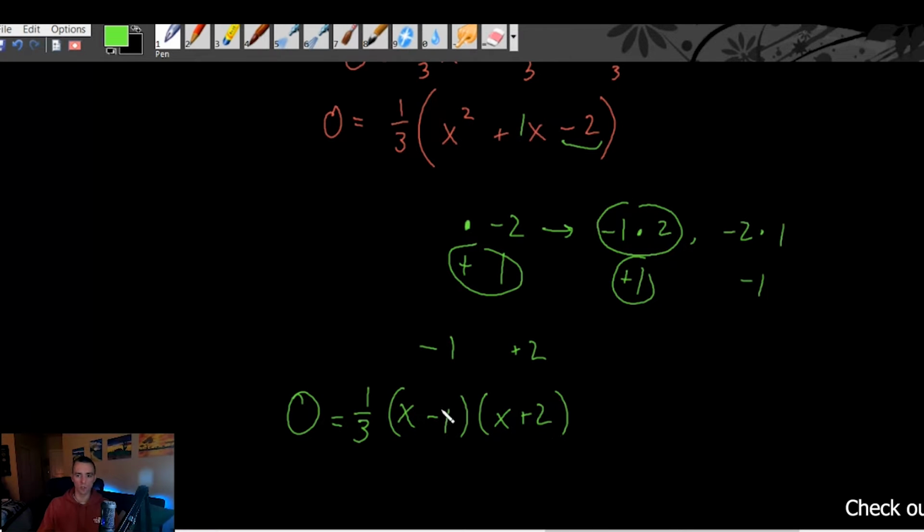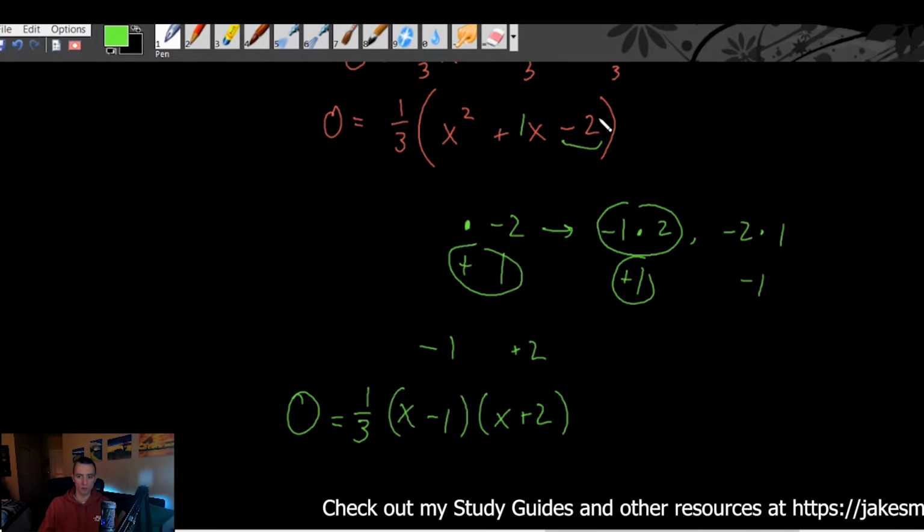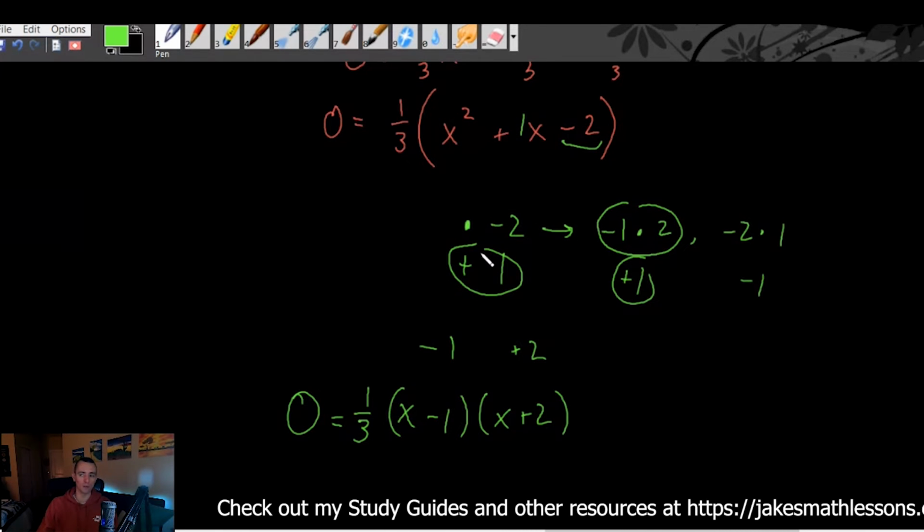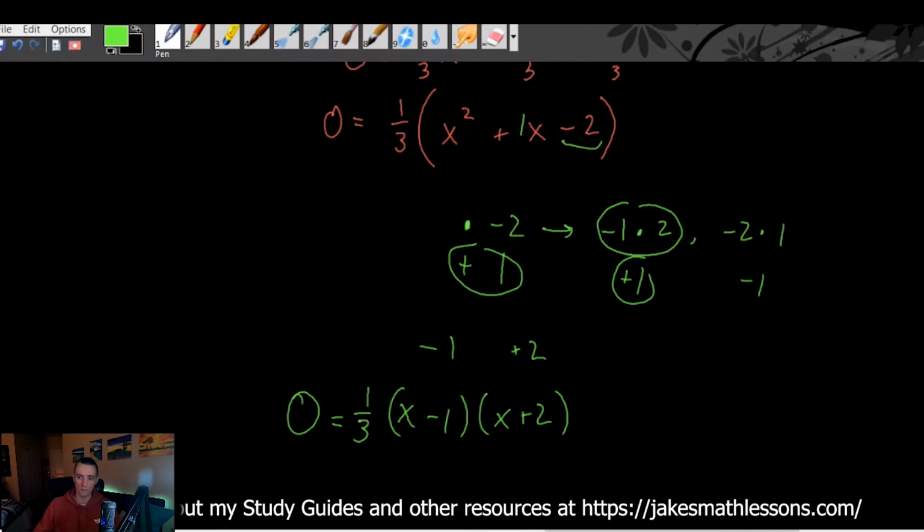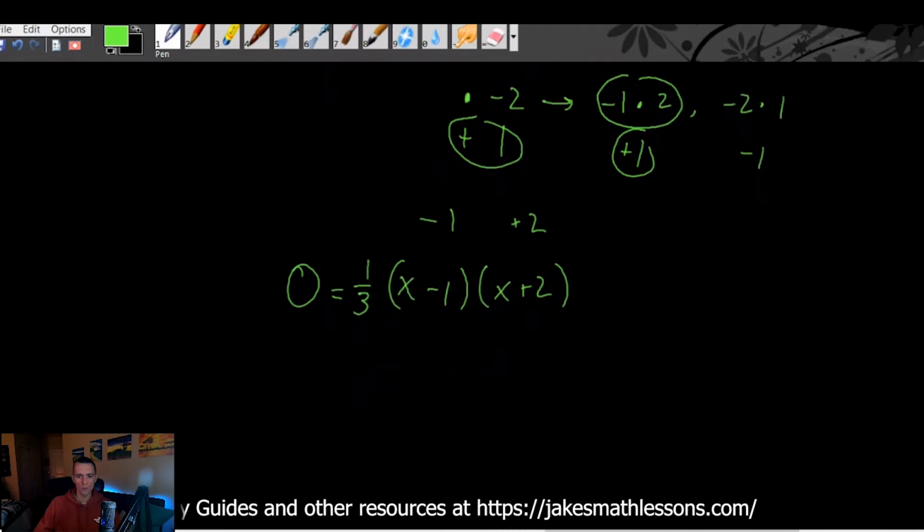In this case, we should end up with a positive 2x, and then a minus x, which would simplify down into plus 1x. And then -1 times +2 gives us -2. So that should FOIL back if we were to double check our work by going backwards. But I'll move on from there.